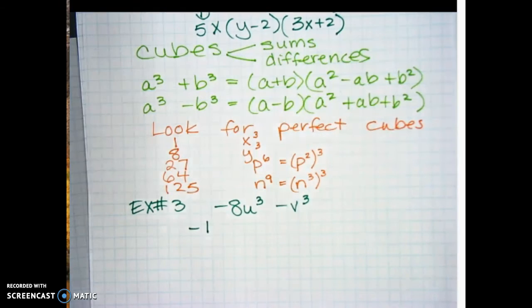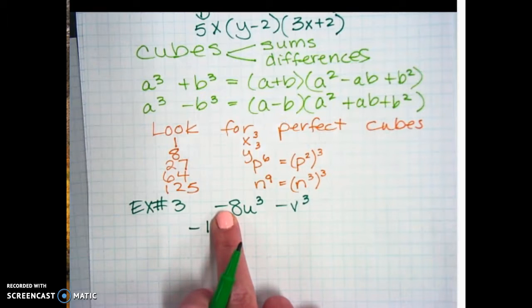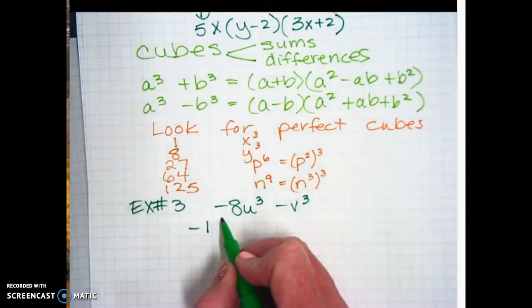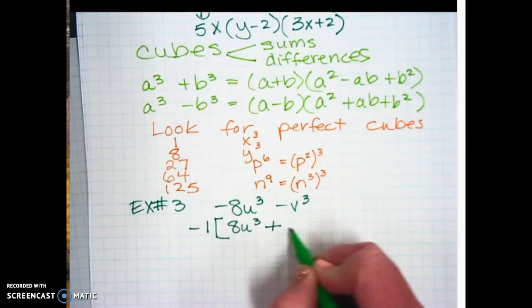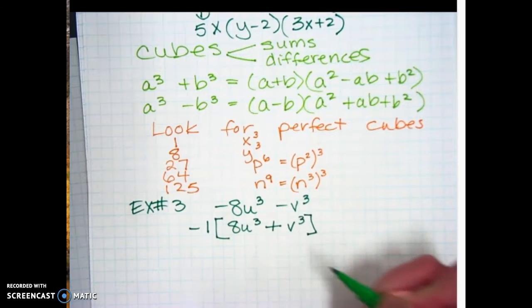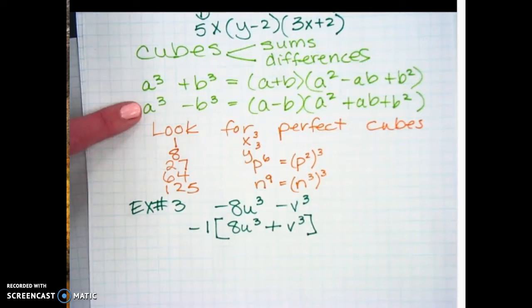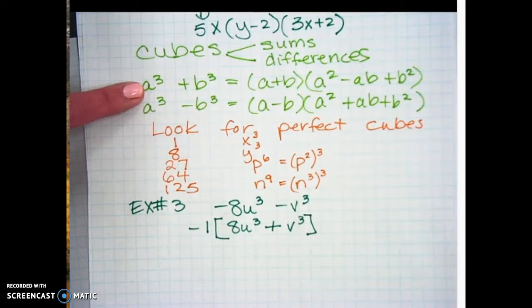Okay. If there's a negative out front, you want to factor out a -1. So that's going to leave us with 8u cubed plus v cubed. So at first it looked like it was going to fit the difference pattern. It's not going to fit the difference pattern. It's going to fit the sum pattern.